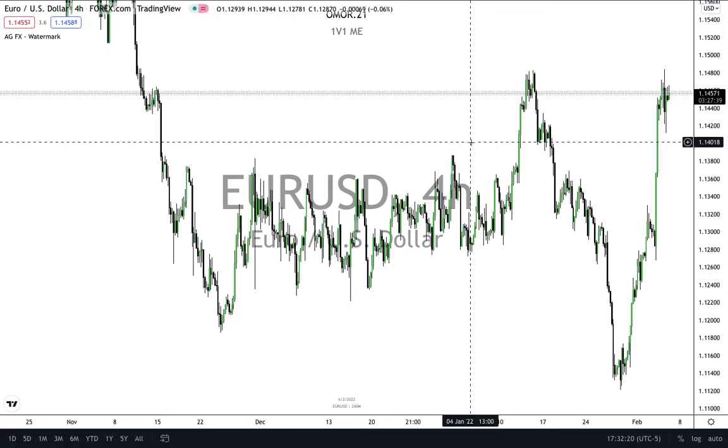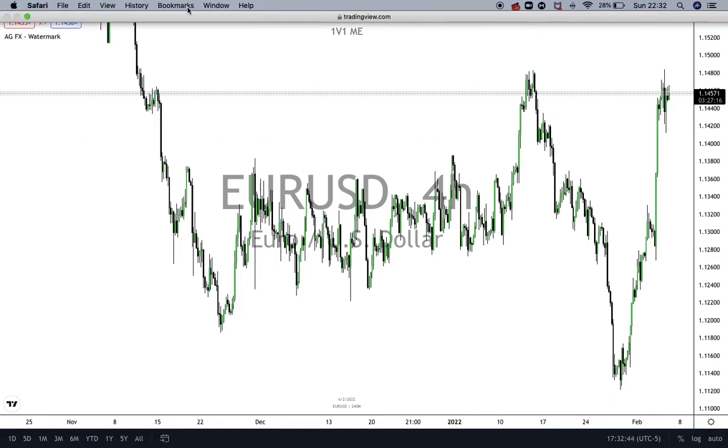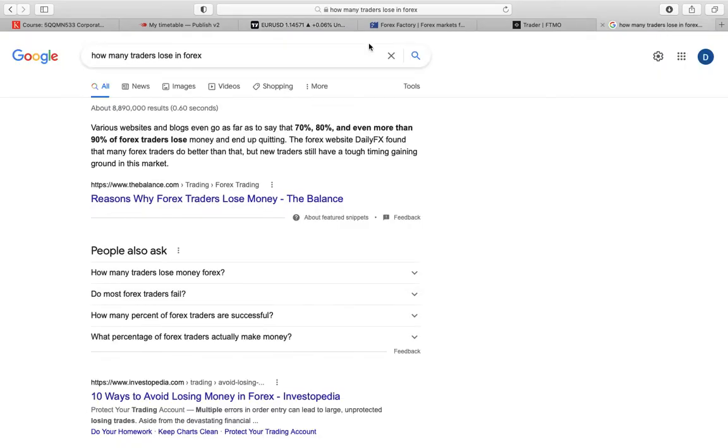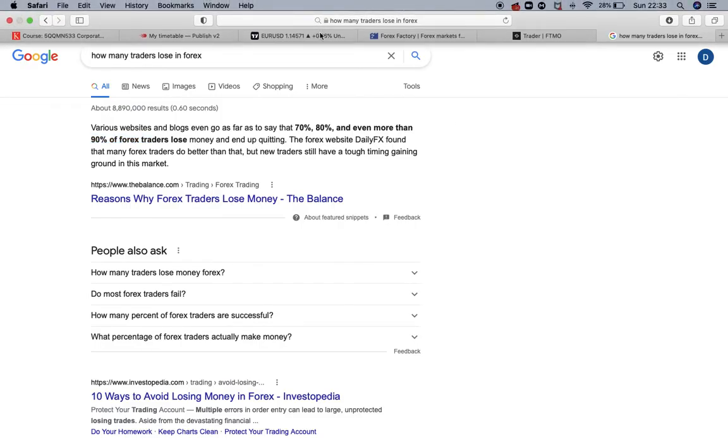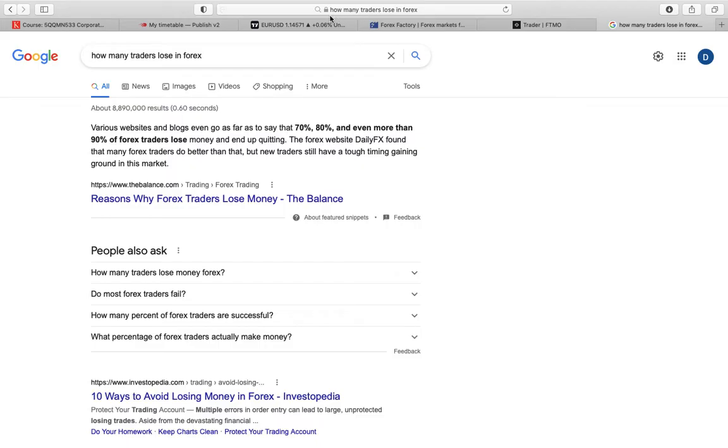Alright, cool. So what we're going to do today, I'm going to open your eyes to how the market actually moves, okay? So now you have to think here. Take a step back. First, think about how many traders actually make money in this game and how many traders lose in this game. Alright, so let's check a quick Google search. How many traders lose in Forex? 70, 80, and even more than 90% of Forex traders lose money and end up quitting. Remember that statistic, 90+%. Yeah?